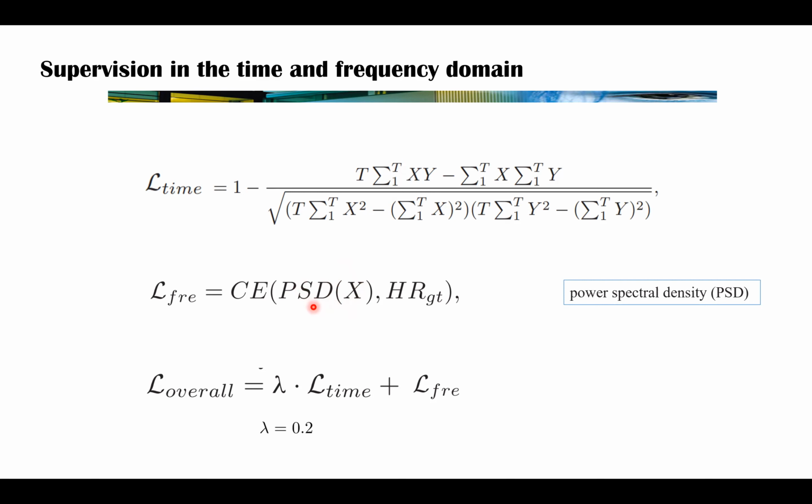The maximum frequency index to be as close to our ground truth heart rate as possible. So we merge these 2 losses together, using a hyperparameter of 0.2 for trade-off.